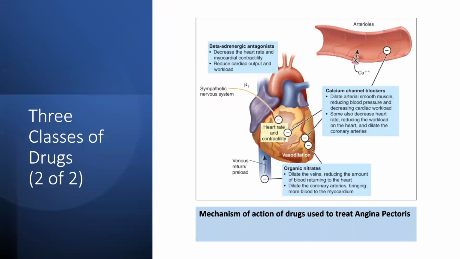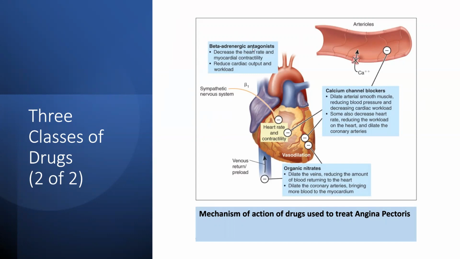So these classes, how they show their mechanism of action, let's discuss. Number one is the organic nitrates. So we know this is the superior and inferior vena cava where the venous return or the preload occurs. So here, the organic nitrates will act on this part. They will dilate the veins. They reduce the amount of blood returning to the heart. And they dilate the coronary arteries. They bring more blood to the myocardium. So this is how the organic nitrates act on the vena cava and cause vasodilation.